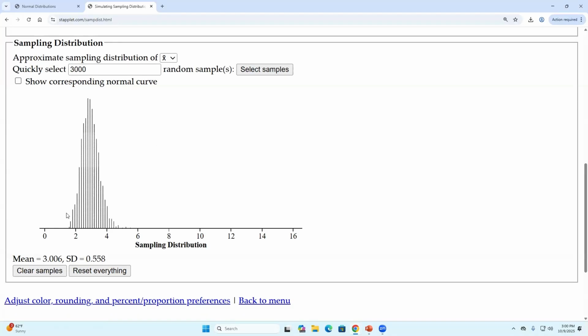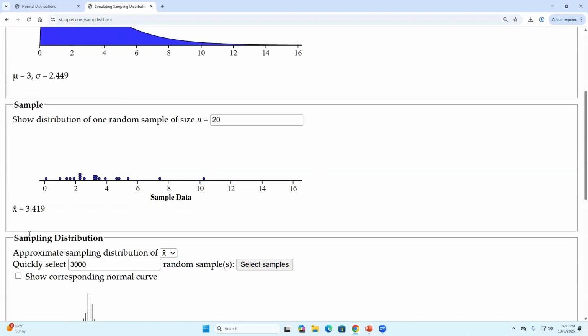Notice that the shape of our sampling distribution here, now that we've chosen 3,000 new samples and these samples were of size 20, notice that the shape really hasn't changed. It's still pretty much that bell curve normal shape. Notice that the mean has not changed either. The mean is still equal to the population mean, that population mean of 3.